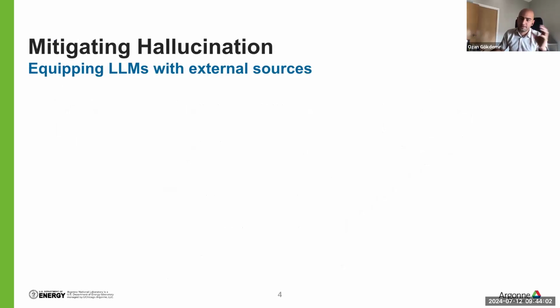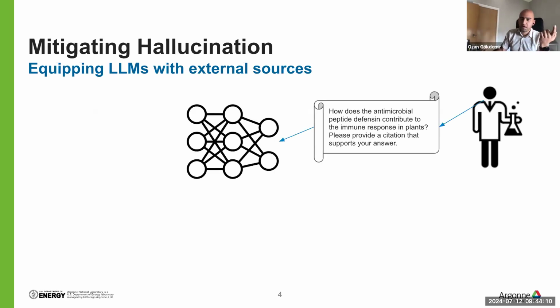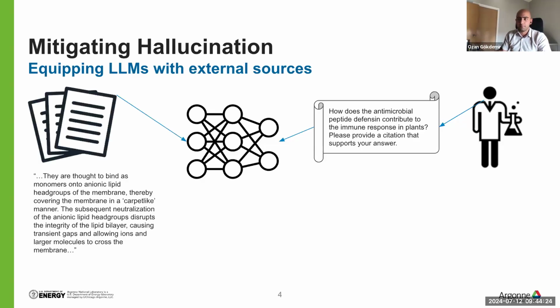But what could we do? And this is the spirit of RAG. What could we do to remedy the situation? So what if we were able to introduce to this large language model that is trained on its pre-trained data a piece of external information? Okay, so I'm this scientist. I'm asking the exact same question to the model again, but this time the model has access to a corpus of scientific papers. And one of them happens to talk about how antimicrobial peptides like defensin contribute to immune response.